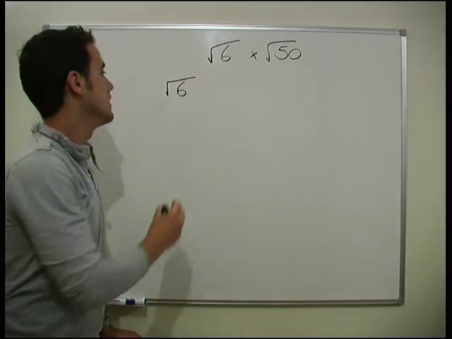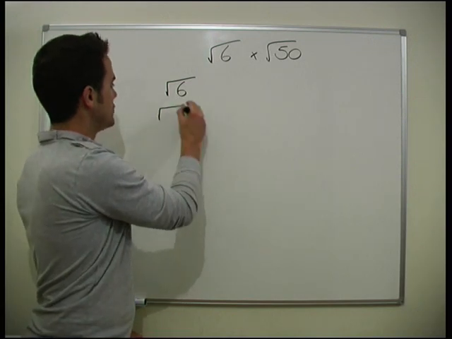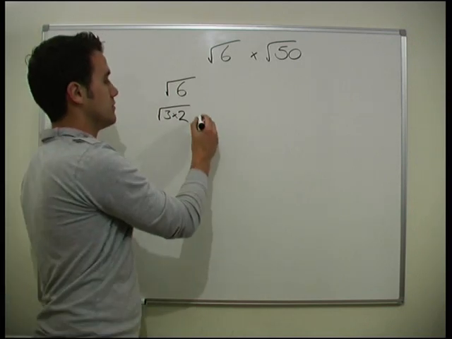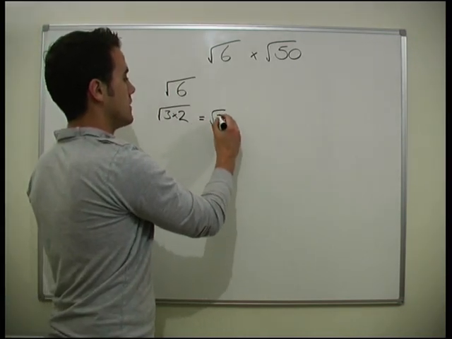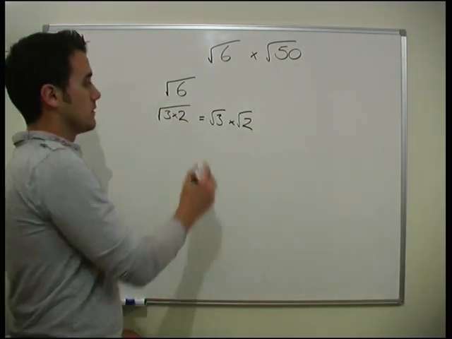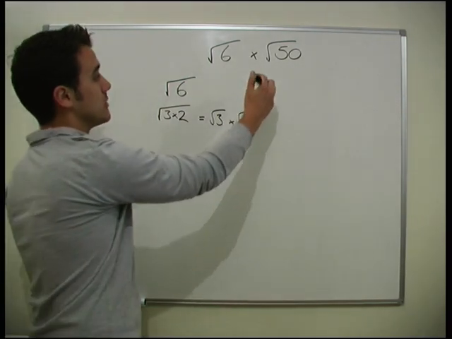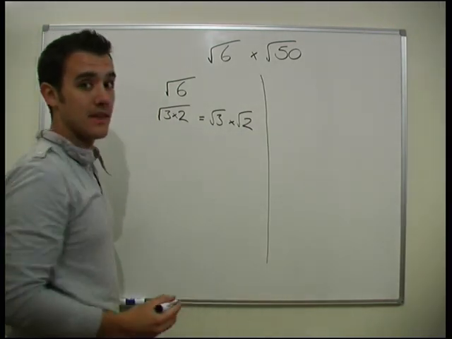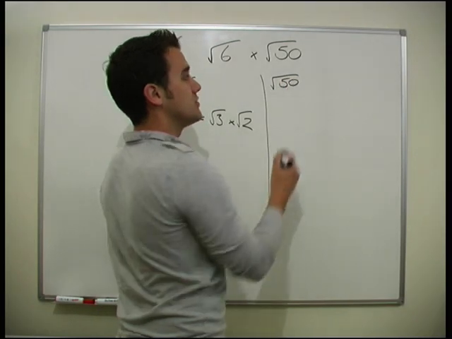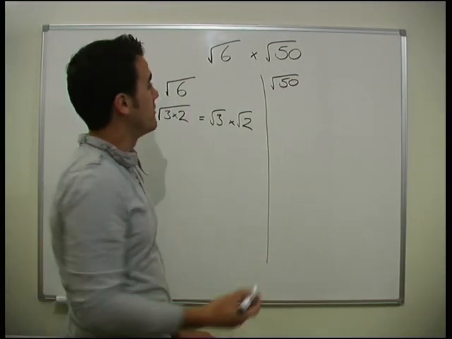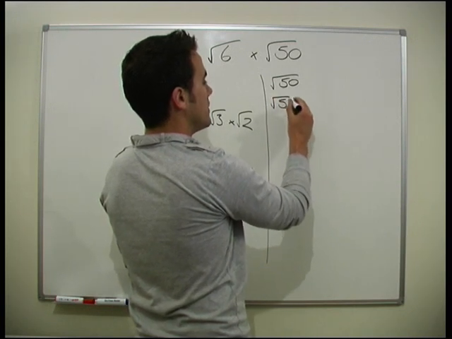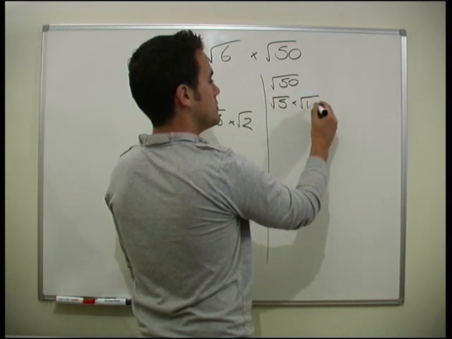As we already saw earlier, root 6 can just be written as root 3 times 2, okay? Which can be written as root 3 times by root 2. Okay, so we know that, and we can keep that separate. We'll come back to that at the end. So root 50. Okay, what two numbers times together to make 50? 5 and 10. So we can say that root 50 equals root 5 times root 10.